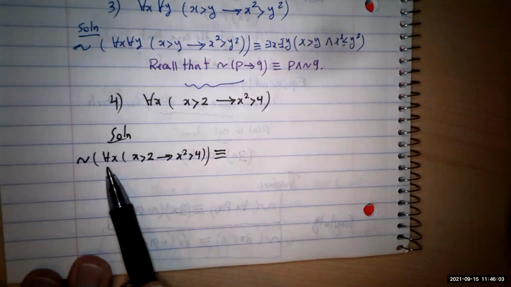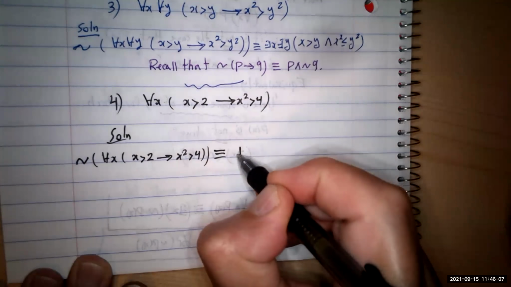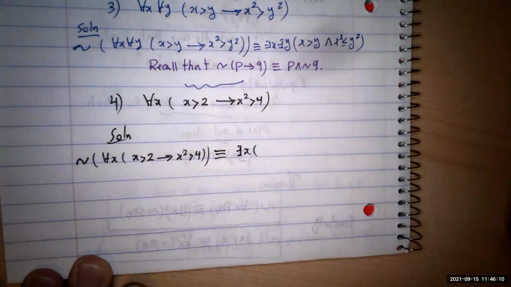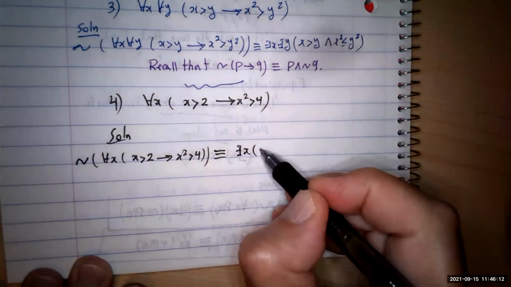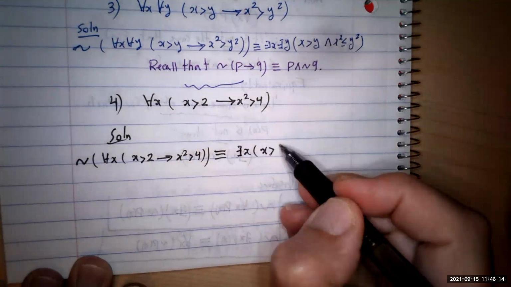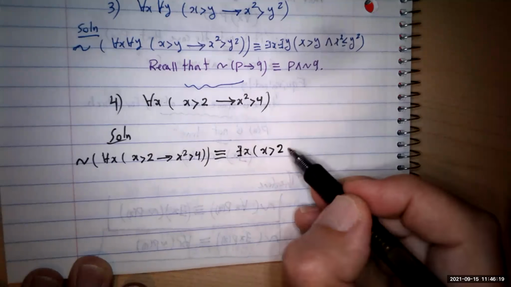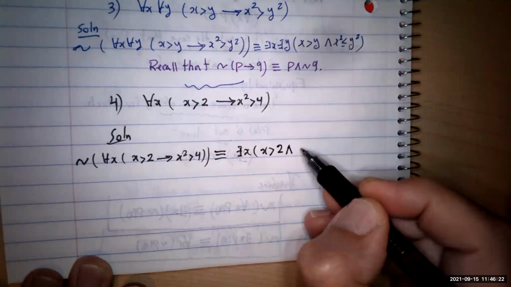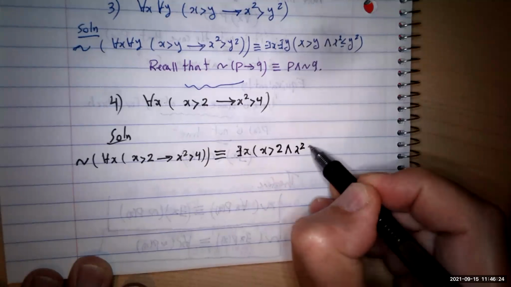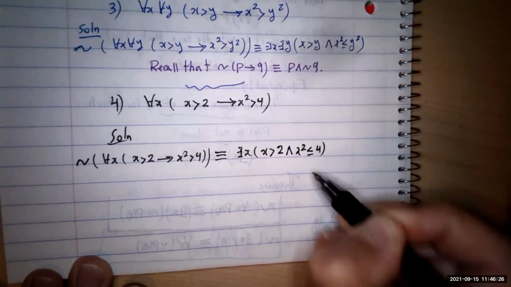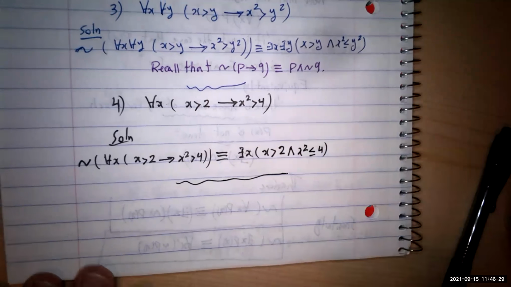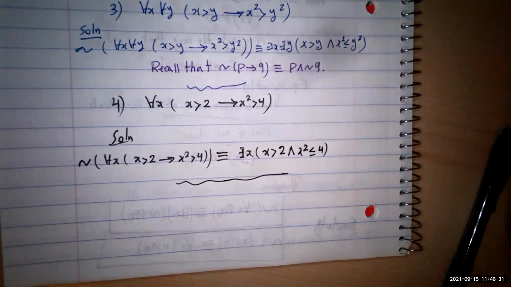Result, we want to try. There exists an x such that x is greater than 2 and x squared is less than or equal to 4. Yes, very good. You see, x is greater than 2, and x squared is going to be less than or equal to 4. Okay, so that gives us the negation of the given quantifiers. Any question?